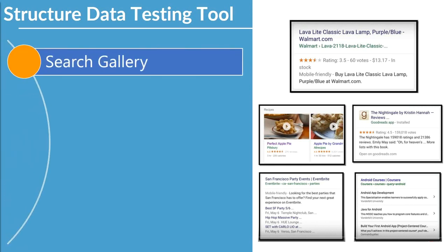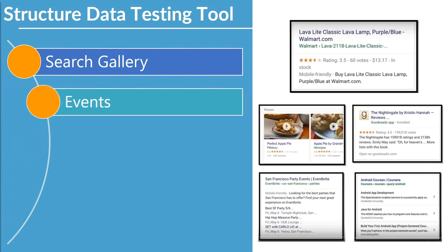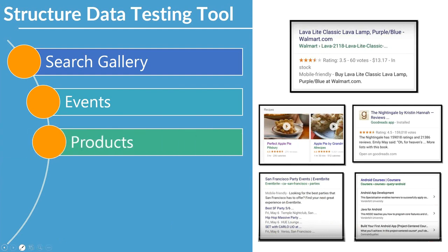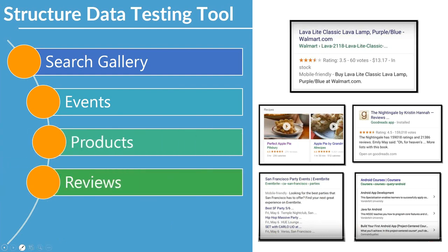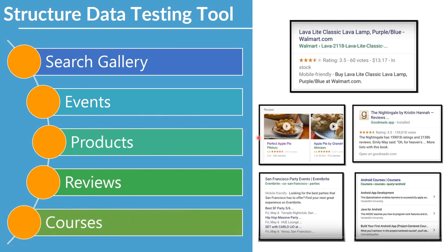You've got your search gallery. You can organize events. So let me get my pointer. You can have them laid out like this, where they look a little bit different. Products, you can put together your reviews so that your content shows up differently on your search pages. Even courses that you're offering, your Android courses.